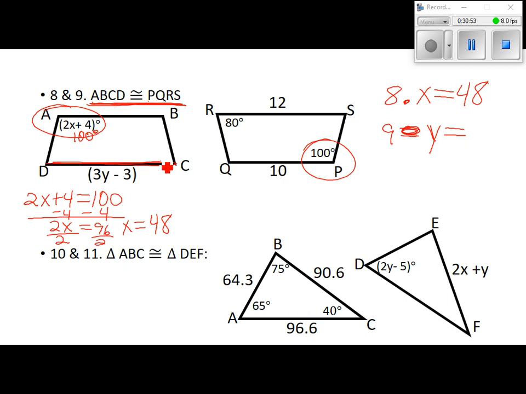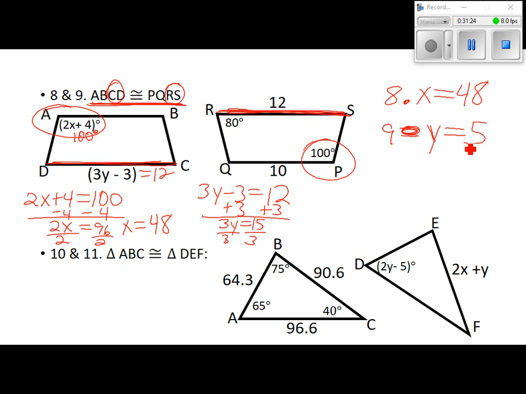DC, that segment DC is right here in that first one. So it has to match up to segment RS in the other one, which is this. So if DC equals 3y minus 3, that has to equal 12. It has to be the same length as the one it matches up to in the other one. We add 3 to both sides. We get 3y equals 15. Divide by 3, and you end up with y equals 5.